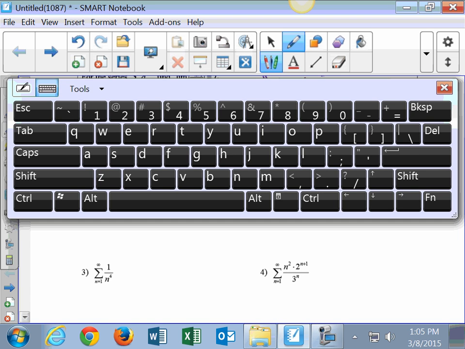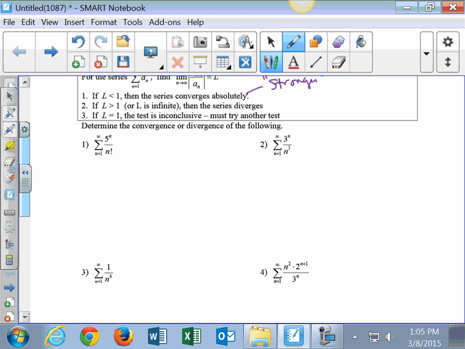Okay, so looking at number 1, I have the summation as n goes from 1 to infinity of 5 to the nth over n factorial. Now, since I see that n factorial, that's my clue. Hey, I want to use the ratio test. So I'm going to write out my ratio, the limit of the absolute value of the next term. So that's going to be the n plus 1 term. And that would be 5 to the n plus 1 all over n plus 1 factorial divided by 5 to the n all over n factorial.